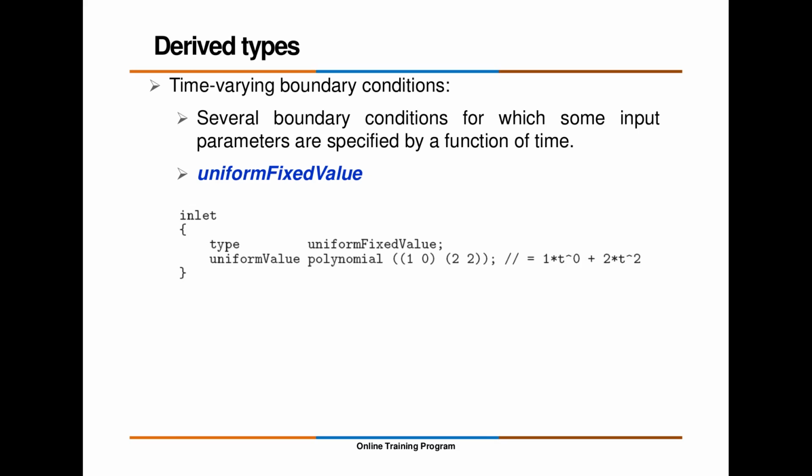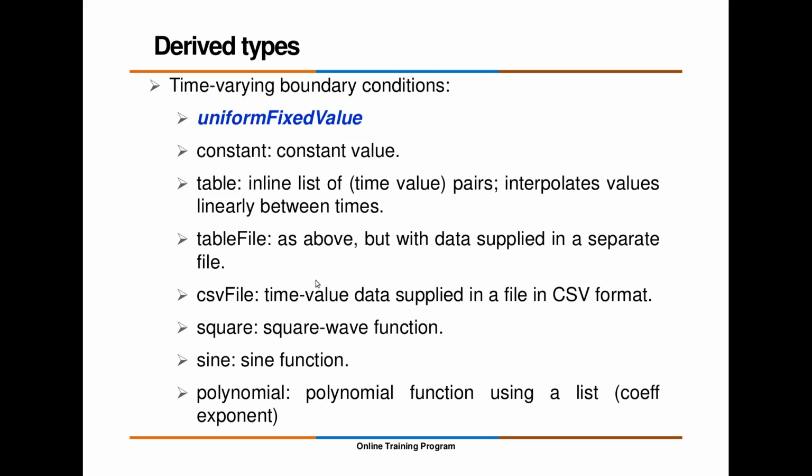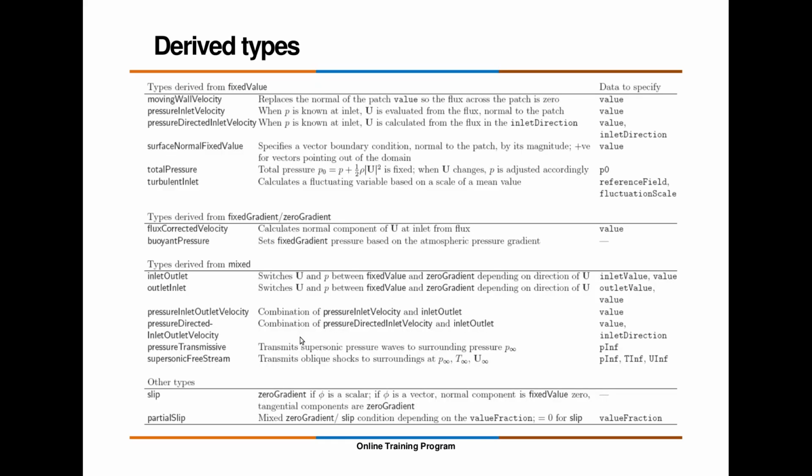So depending on your requirement, either you go with the uniform fixed value or you can code it on your own. When we go with the uniform fixed value, we have certain options. Either we go with the constant value, we can apply a table in a file, a CSV file, square wave functions, sine functions are also available, and polynomial type of fitting. So a few options are available. If you are able to map your requirement with these, then go ahead, otherwise we have to code those conditions.